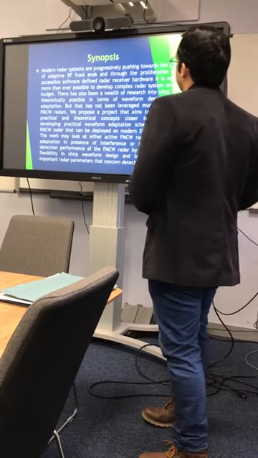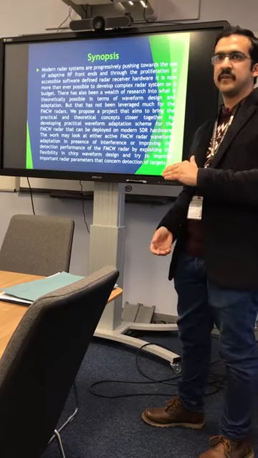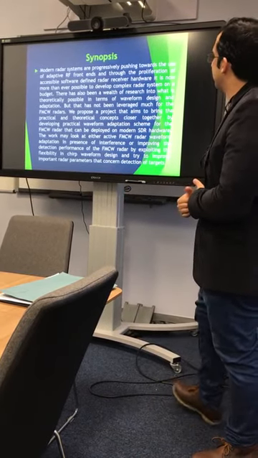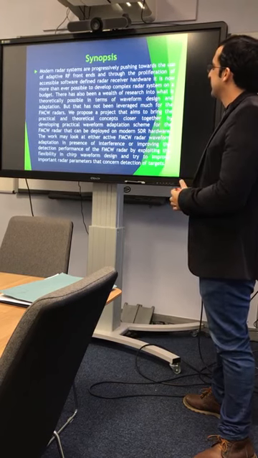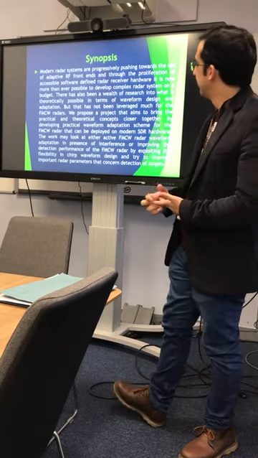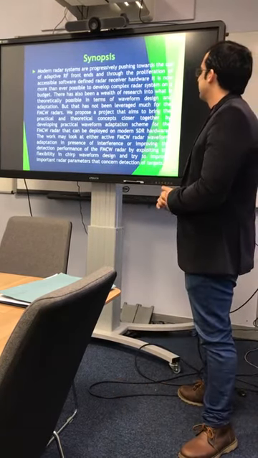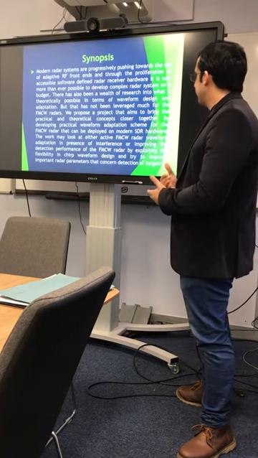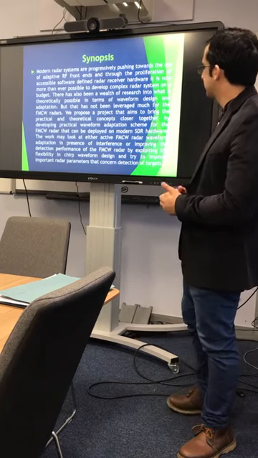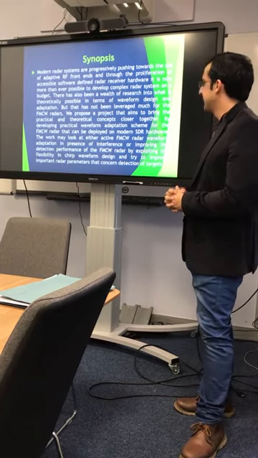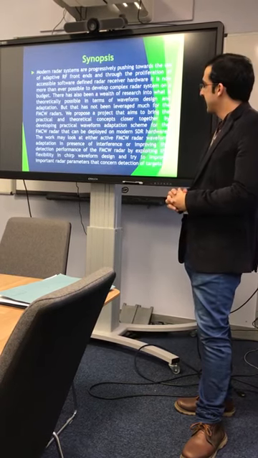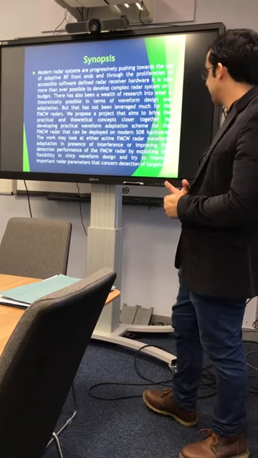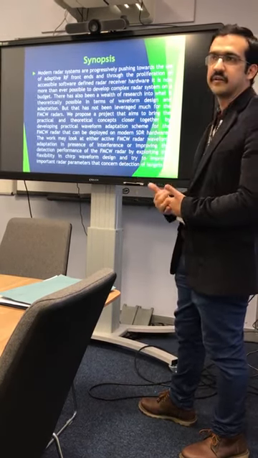So this paragraph is basically the synopsis, and that would make it easier for you to understand what I'm going to do here. Modern radar systems are progressively pushing towards the use of adaptive RF front ends, and through the proliferation of accessible software SDR, it is now more than ever possible to develop a complex radar system on a budget. There has been a wealth of research into what is theoretically possible in terms of waveform design and adaptation, but that has not been leveraged much for FMCW radars. We propose a project that aims to bring the practical and theoretical concepts closer together by developing practical waveform adaptation schemes for the FMCW radar that can be deployed on modern SDR hardware. The work may look at either active FMCW radar waveform adaptation in the presence of interference, or improving detection performance of FMCW radar by exploiting the flexibility in the chirp waveform design that I talked about earlier.